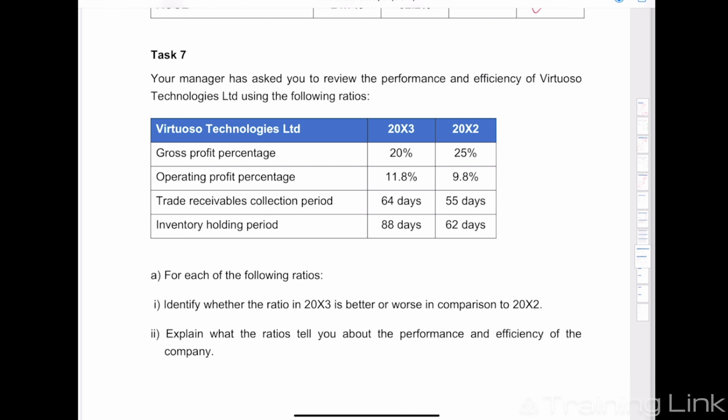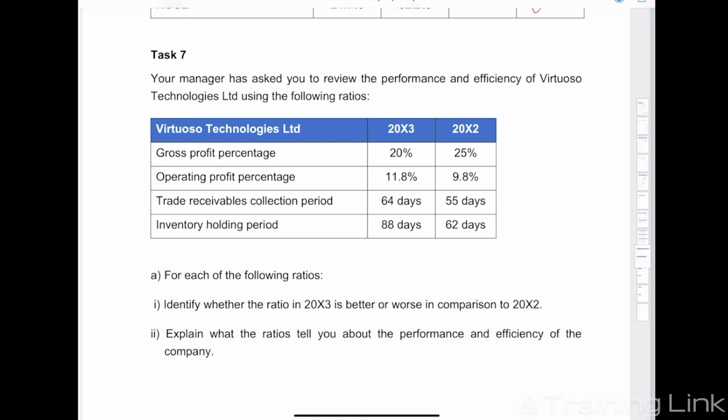Right then, for task 7, it says your manager has asked you to review the performance and efficiency of Virtuoso Technologies Limited using the following ratios. So this will be the last question that we cover today. So it says for each of the following ratios, identify whether the ratio in 2013 is better or worse in comparison to 2012. Explain what the ratio tells you about the performance and efficiency of the company.